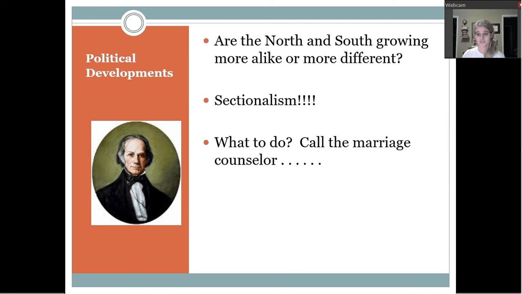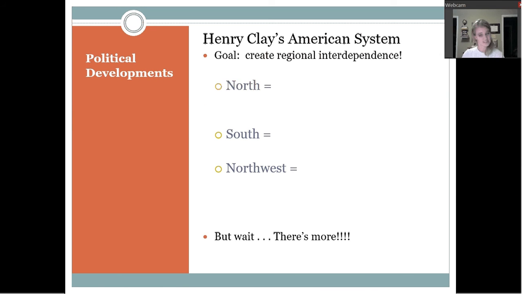So you call the marriage counselor. We're going to try and solve these problems. The marriage counselor, well, that's Henry Clay, okay? So Henry Clay is doing his darndest to try and keep the country together. That's what he wants to do. So he comes up with a plan called the American System. And the goal of this plan is to create regional interdependence. Wait, come again, Miss Jones? I don't know what that means. It basically means the South and the North are going to depend on each other, right? If the North depends on the South and the South depends on the North, then we're not going to fight, right? We need to be able to depend on each other.